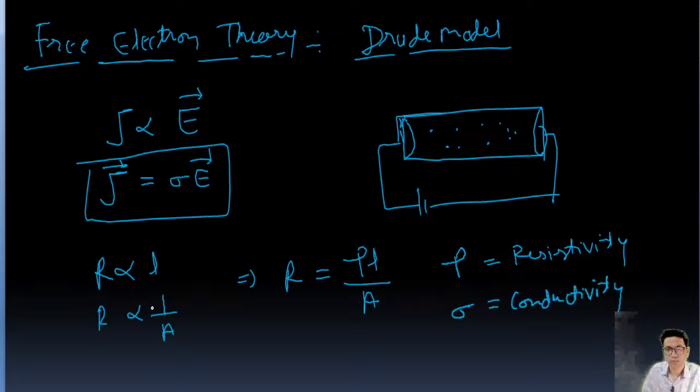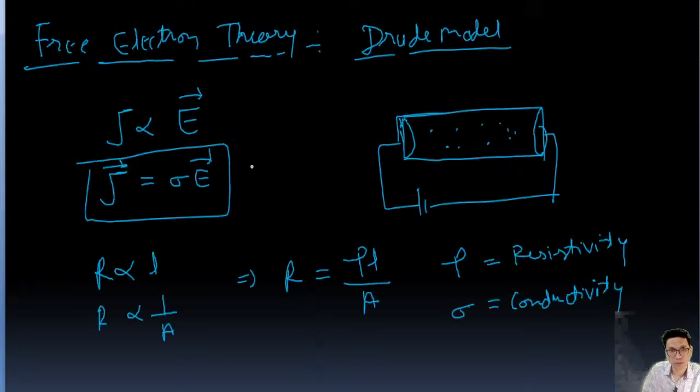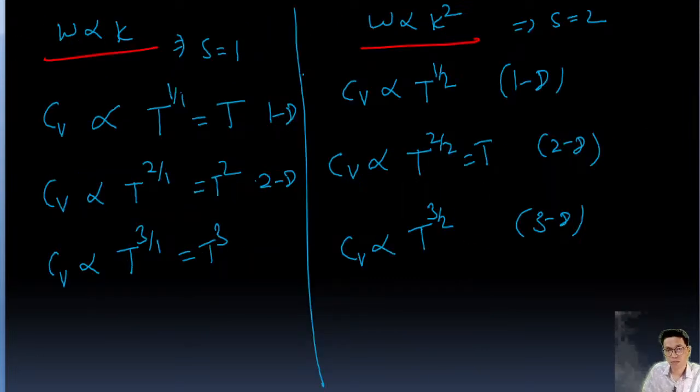Sigma is equal to conductivity. This is an important formula, so you need to note it down. Now, according to free electron theory, the drift velocity of the electron, Vd, is proportional to E, where E is the electric field due to the potential. So Vd is equal to mu E, where mu is the mobility.